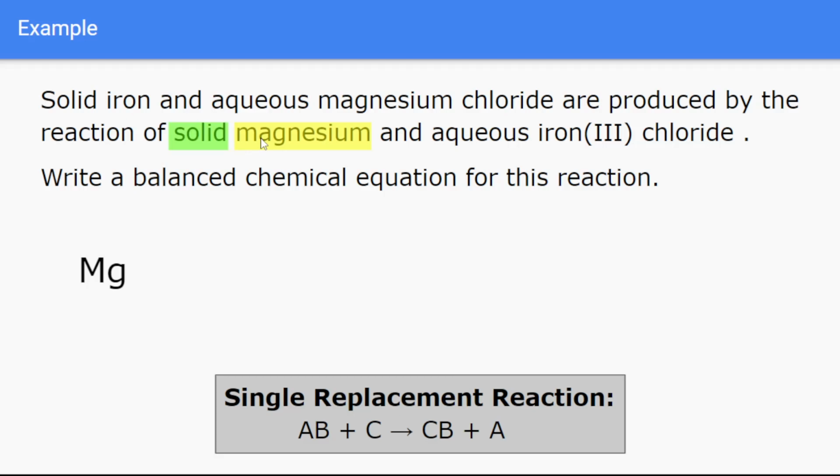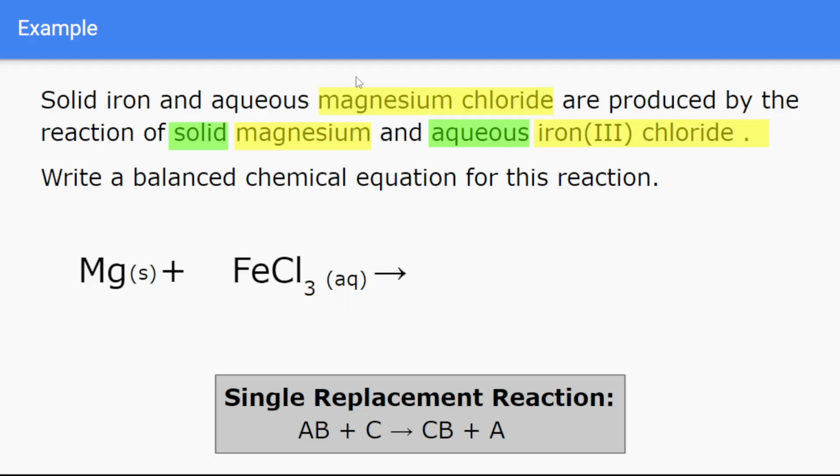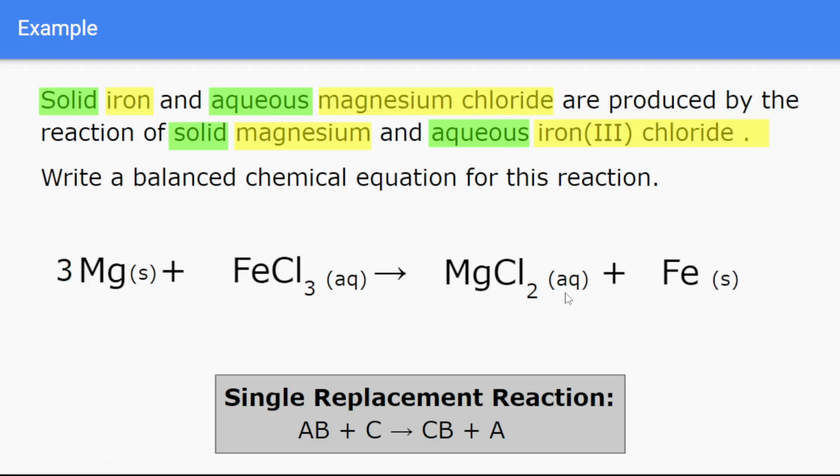Magnesium, which is solid, and iron 3 chloride, which is aqueous. We know that this is FeCl3 because it's iron 3 chloride, which means the iron has a 3+ charge and we swap and drop. It produces magnesium chloride, which is aqueous, and then iron, which is solid. Then it needs to be balanced.